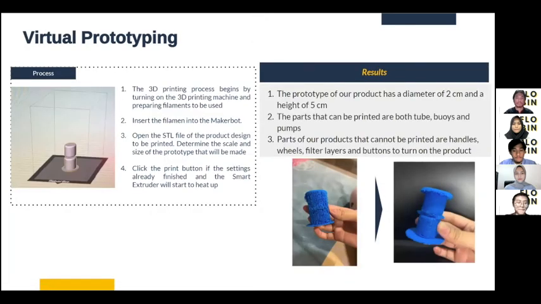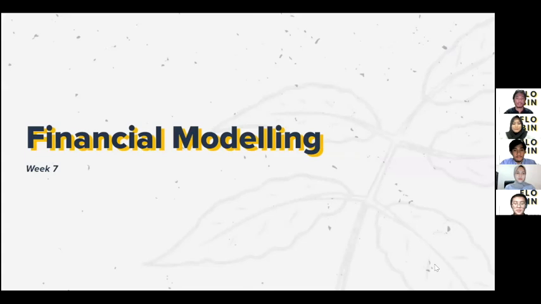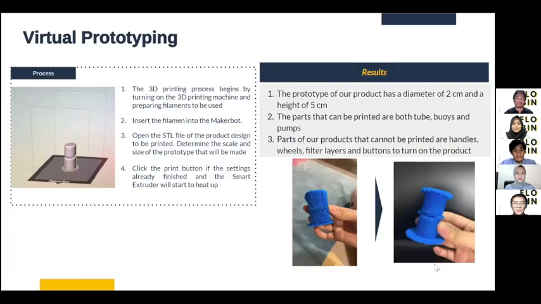The prototype of our product has a diameter of 2 cm and height of 5 cm. The parts that can be printed are the tube, buoys, and pumps. Meanwhile, parts of our product that cannot be printed are handles, wheels, filter layers, and the button to turn on the product. As you can see below, here is the picture of our prototype using 3D printing.